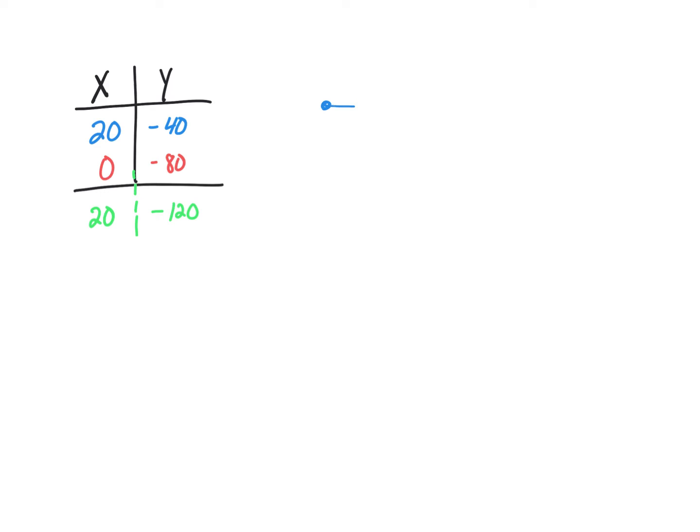For the first example, I'm going to take two vector components. I made an x and y table for each one. The first one has a 20, negative 40, and then the next one is 0 and negative 80. I'm not drawing those individual vectors. I'm drawing their combined vector. So the 20 in the x direction, and then the 120 going down in the y direction.